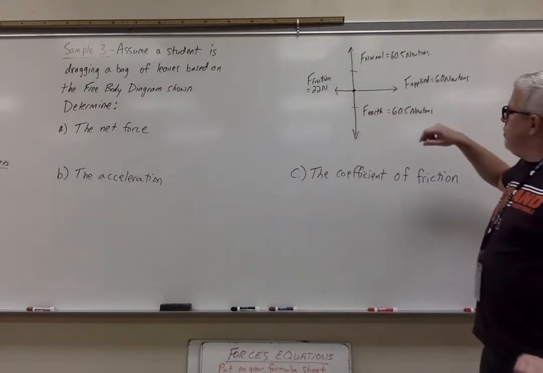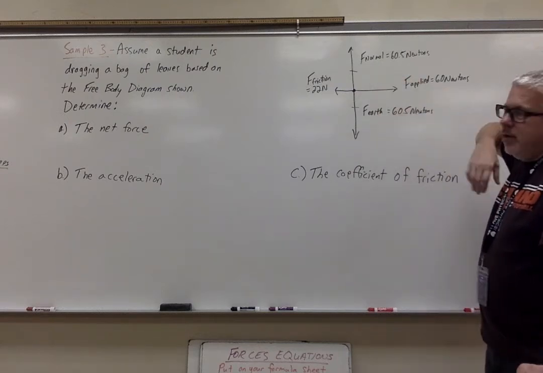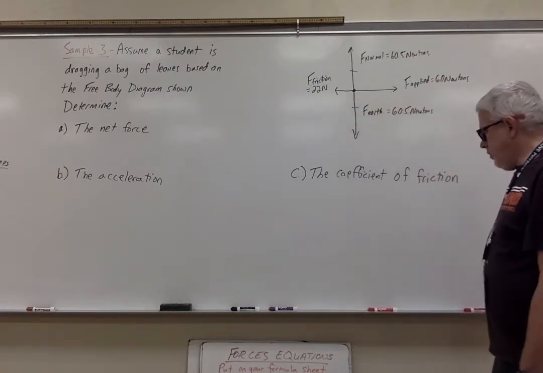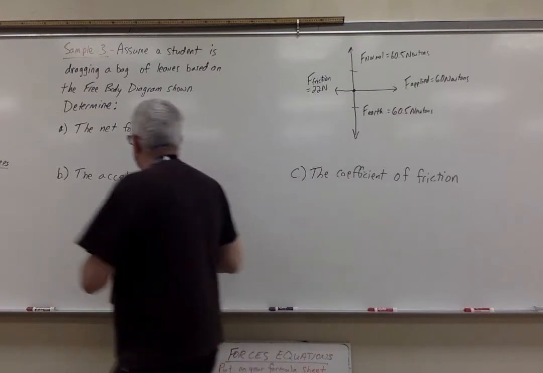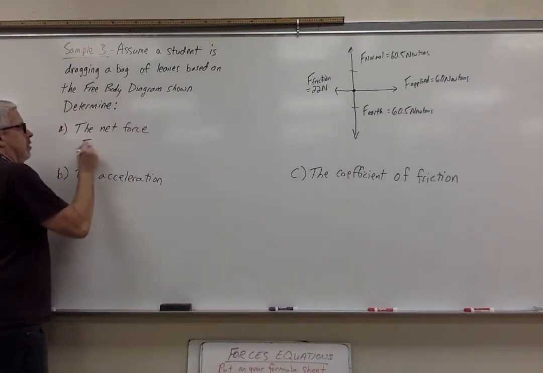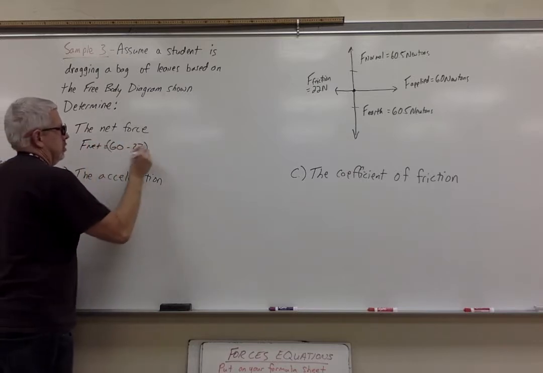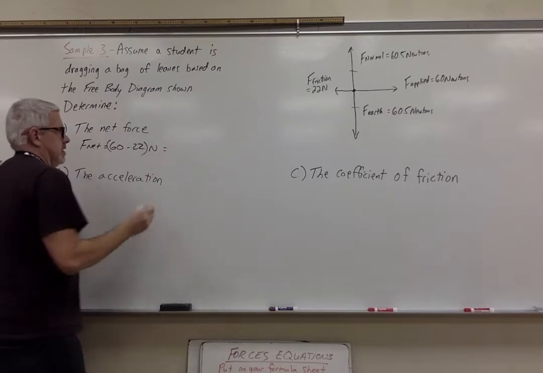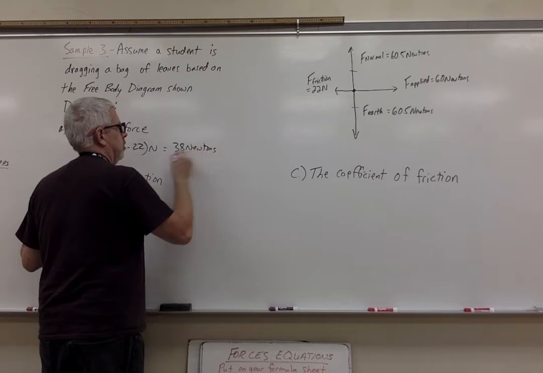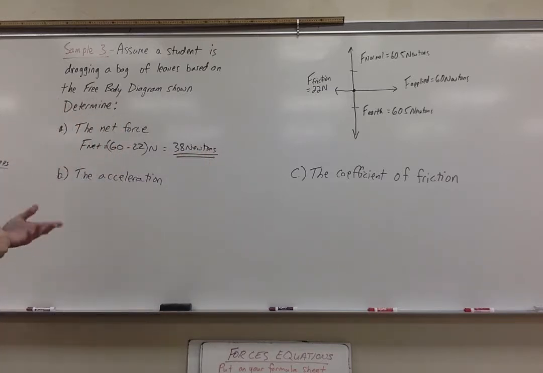So the net force is pretty easy because the vertical forces cancel out because they're balanced. So we don't have to worry about that. The horizontal forces are not equal. So all I would do to figure out the net force there is I would say 60 newtons minus 22, and that's going to be 38 newtons. And that's the net force. It's acting to the right.